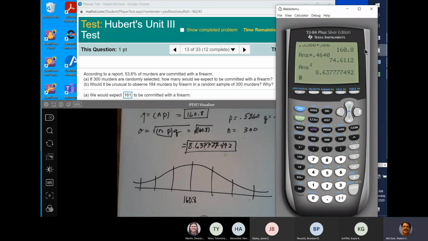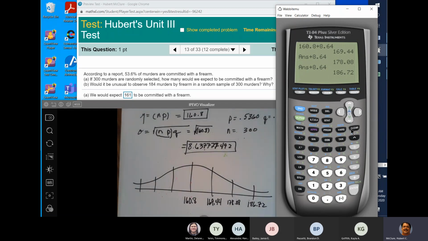So 160.8 plus 8.64 is 169.44, plus 8.64, 178.08, plus 8.64, 186.72.